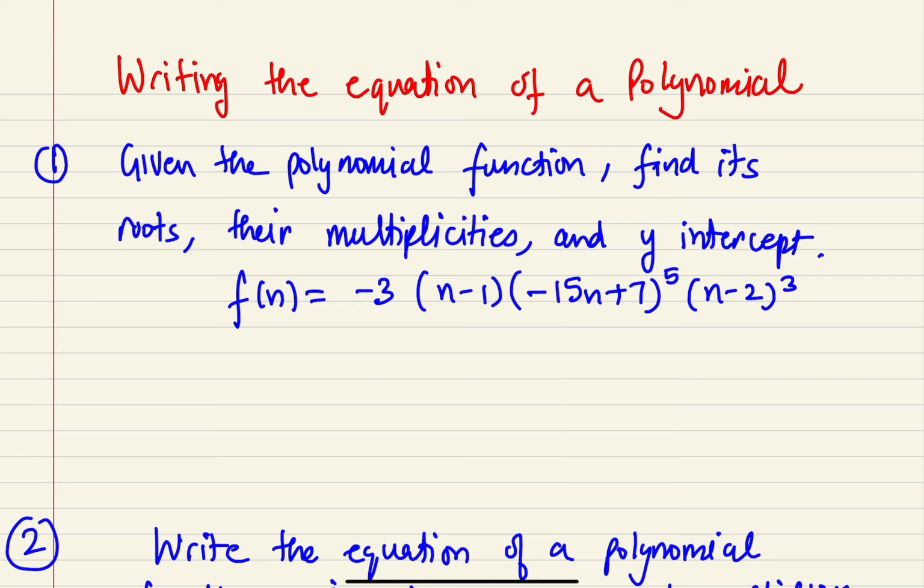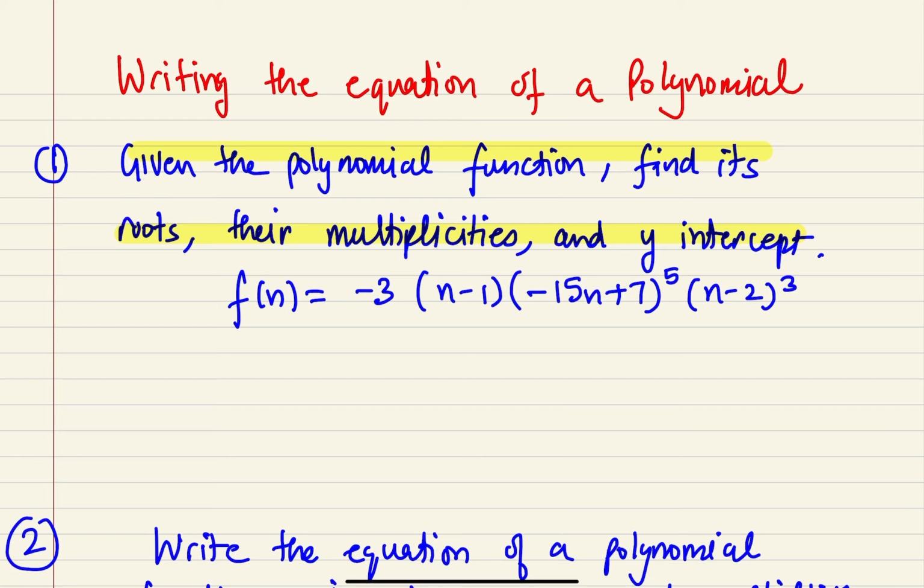Just a quick recall from the last video: if a root has odd multiplicity, it is going to cut through the x-axis at that point. If a root has an even multiplicity, it is going to touch the x-axis and bounce back in the direction it came from. So here's the first example. Given the polynomial function, find its roots, their multiplicities, and y-intercept. So we are actually given the function or the equation.